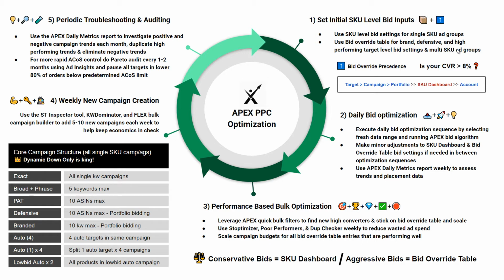You can make any tweaks or minor adjustments to your SKU dashboard and bid override table inputs if you need to. And then we have a few really high-level auditing, troubleshooting, and ad insight tools you can look at if you want to analyze some trends in between optimization sequences, look at some placement data, things like that. And you have the option then to make some tweaks to, say, your bid override table if you're noticing a trend in one of your products and you want to duplicate that trend to scale that up in parallel.